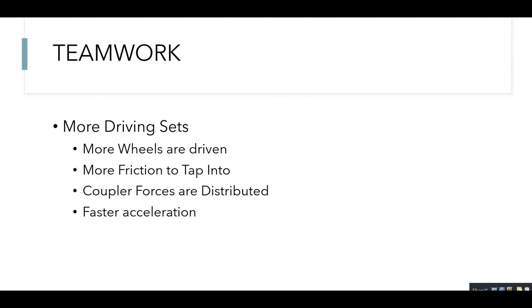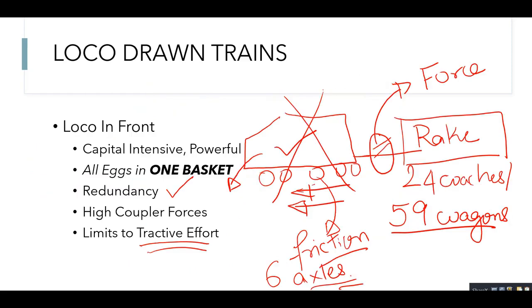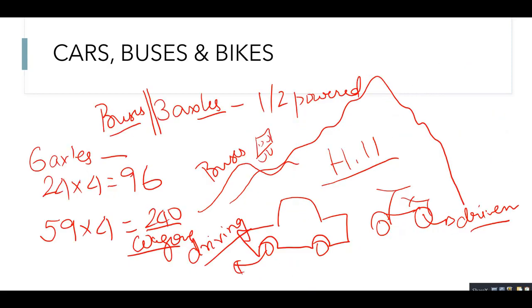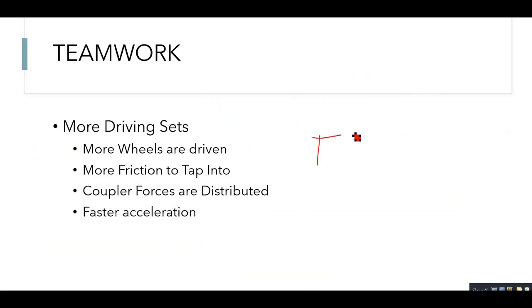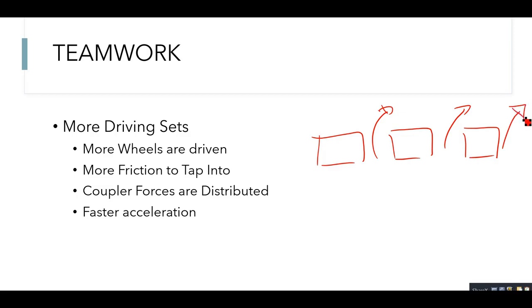Okay, so one way of overcoming this problem is to go in for teamwork. That is, we go in for a greater number of driving sets of wheels. You have more wheels which are driven, so you have more friction to trap into. The coupler forces, instead of being distributed into this single area, are instead distributed across the length of the entire rake. You have some force here, some force here, and then some force here.